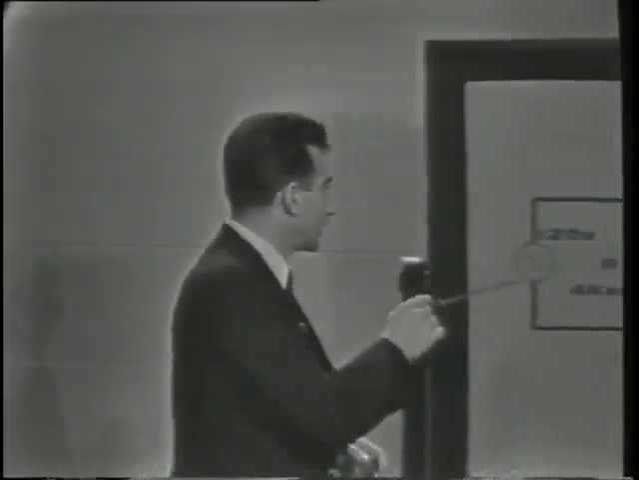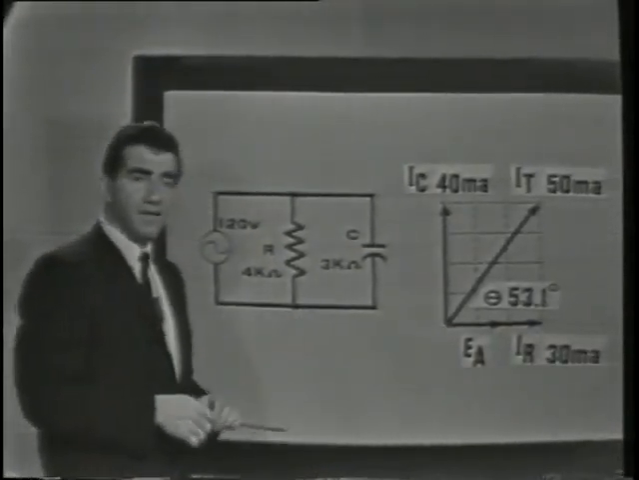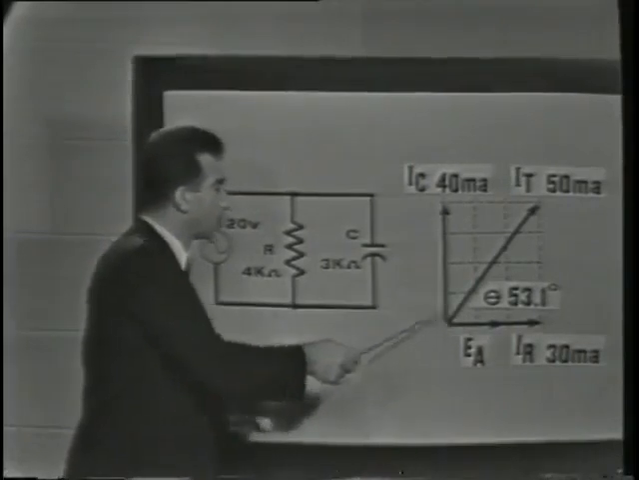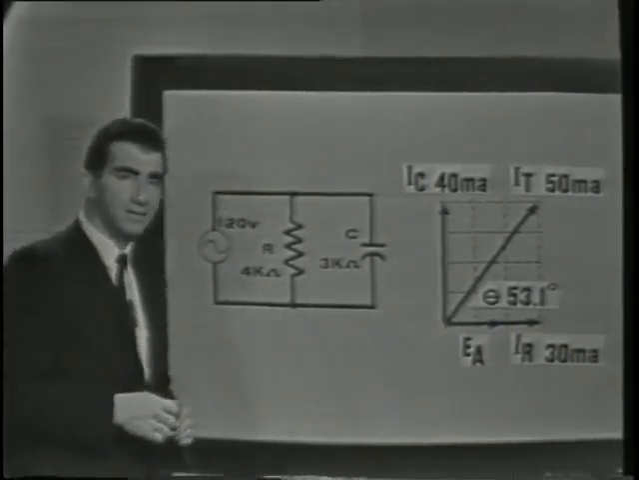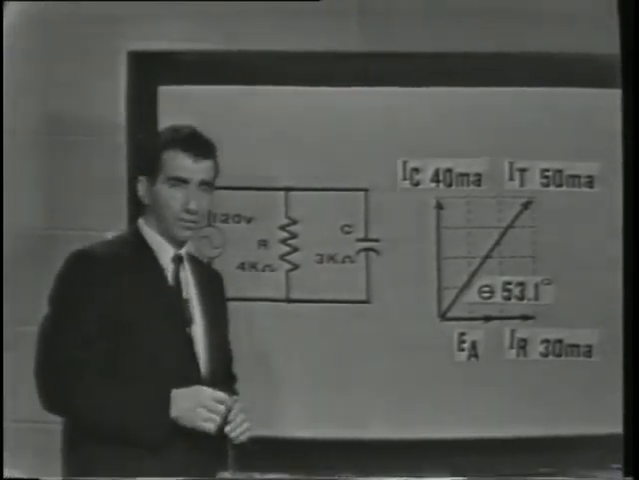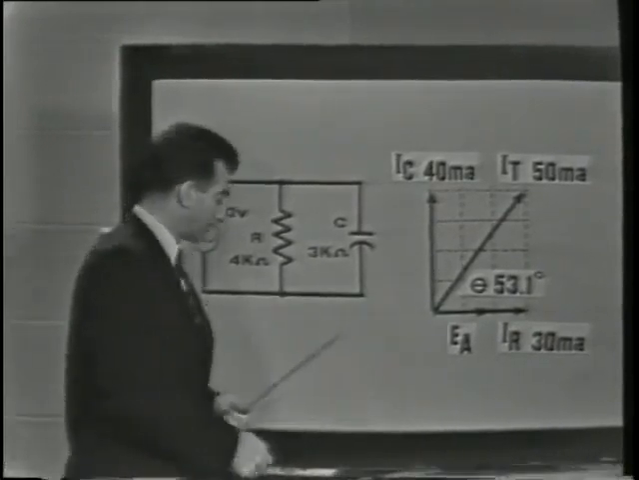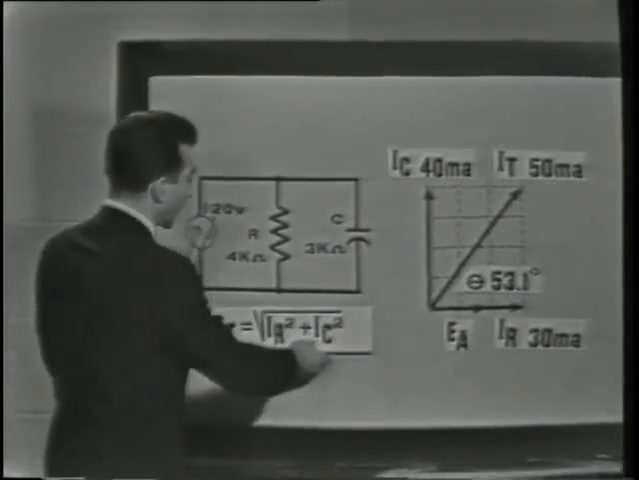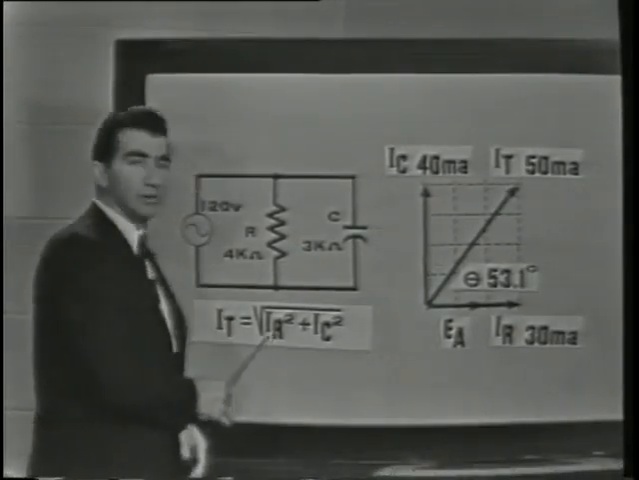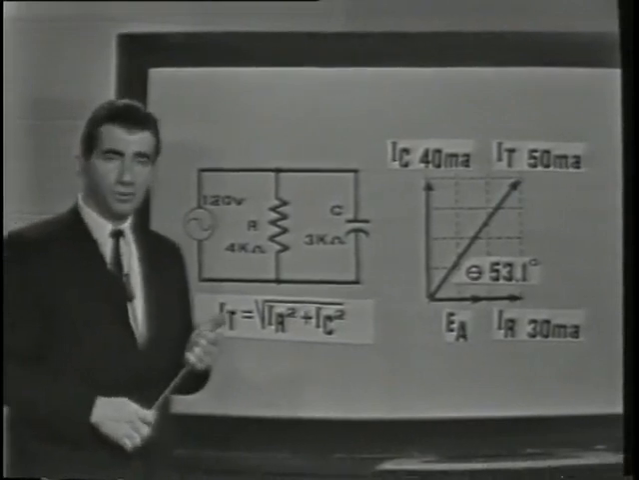Let's review the facts we've discussed within the last few minutes. First, we saw that EA, or the voltage applied, was used as the reference vector. And the phase difference in this circuit was shown by the branch currents, IR and IC. And the branch current values were determined by applying Ohm's law. The approximate total current could be discovered by measuring the resultant vector on the graph, or, more accurately, by using Pythagorean theorem. Total impedance in the circuit was found by using Ohm's law also.